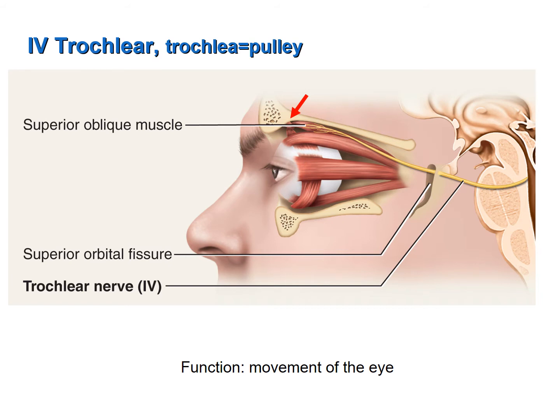the tendon of the superior oblique muscle runs between this little loop-like structure. And as the tendon pulls on the muscle, it acts like a pulley. So that's where the name trochlear comes from. The trochlear is a motor-only nerve.